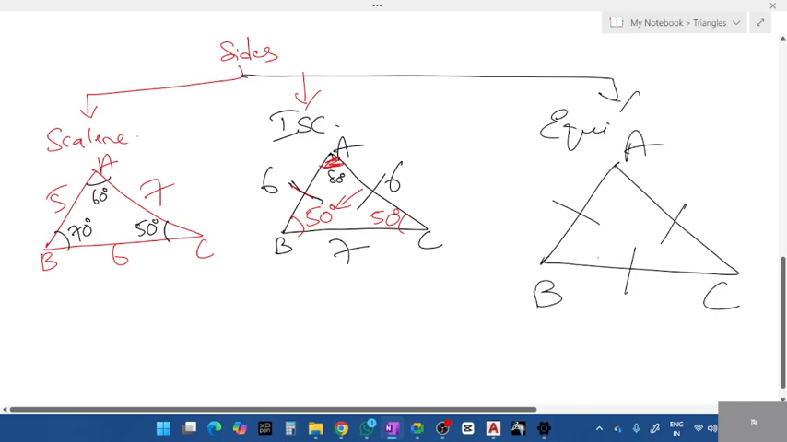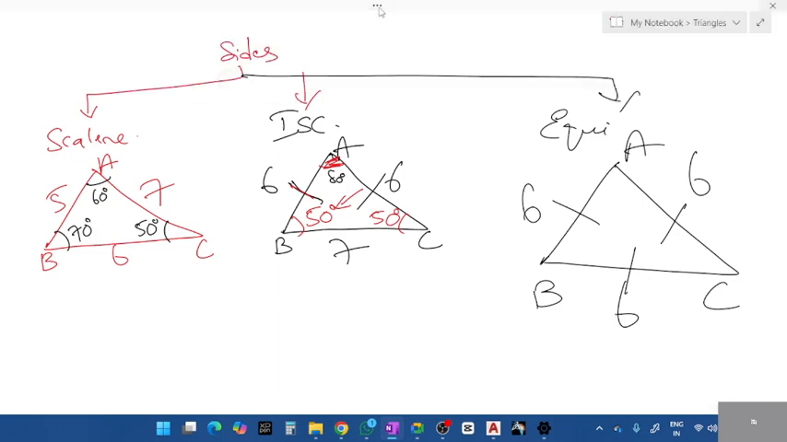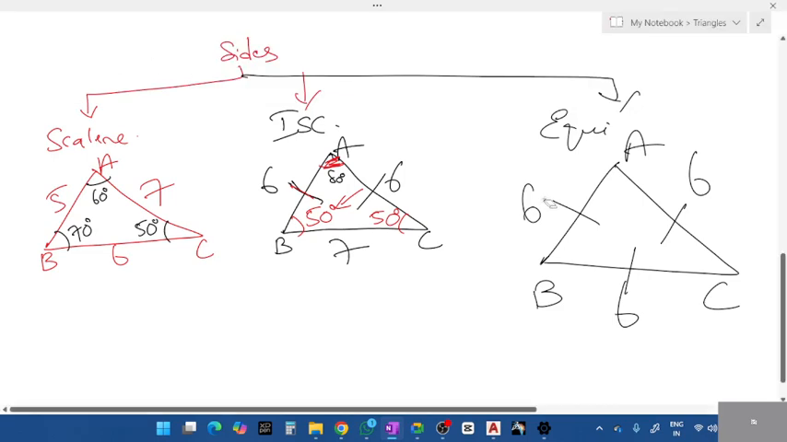Who told the answer? Ananya? Yes, correct. All three will be 60 degrees. Scalene is done, isosceles is done, equilateral: all three sides equal, they have measured 6 centimeters, 6 and 6. It can be 7, 7, or 8, 8, anything, depending on the side values they give. It should be equal.